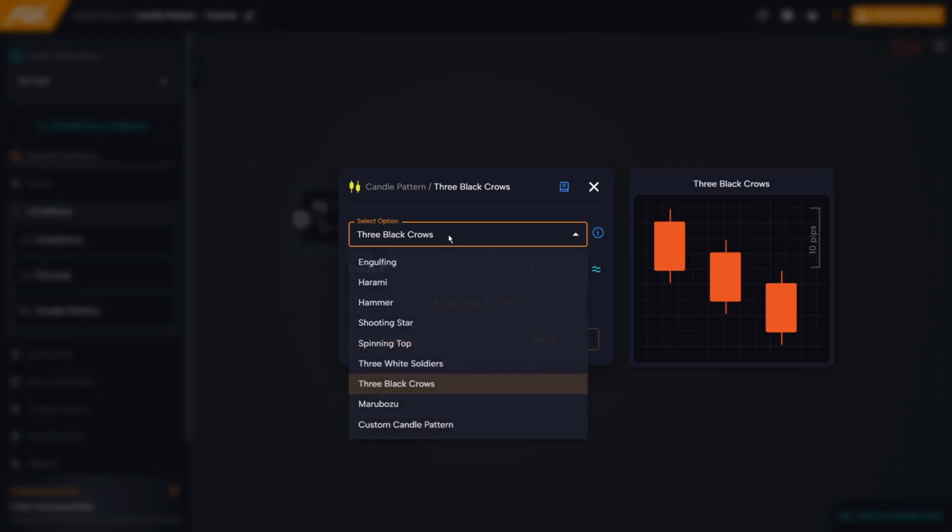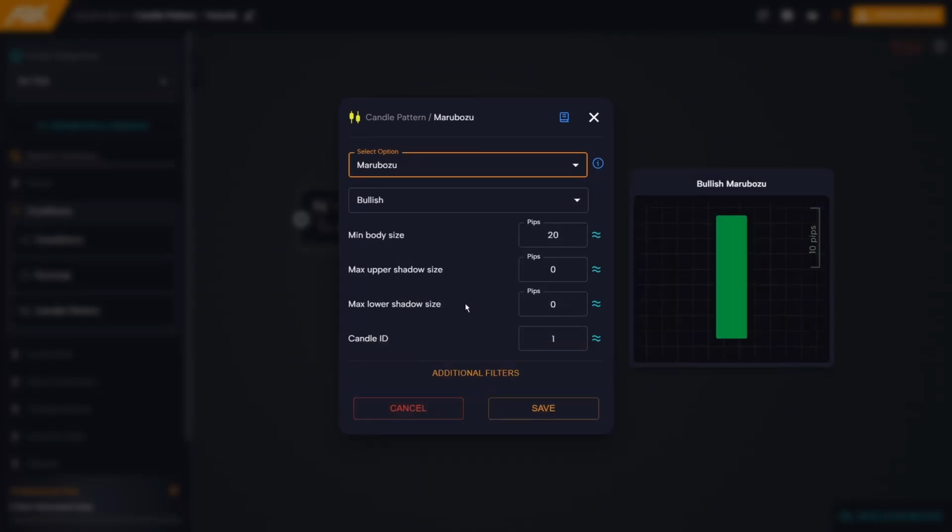Before moving on to the candle custom pattern, we find the Marubozu. This pattern consists of a single candle with a large body and small shadows. Here, we can determine the minimum body size of the candle through the min body size parameter and the maximum upper and lower shadow. If we leave this example as is, we are asking for a bullish candle with a body of at least 20 pips and no upper or lower shadows.